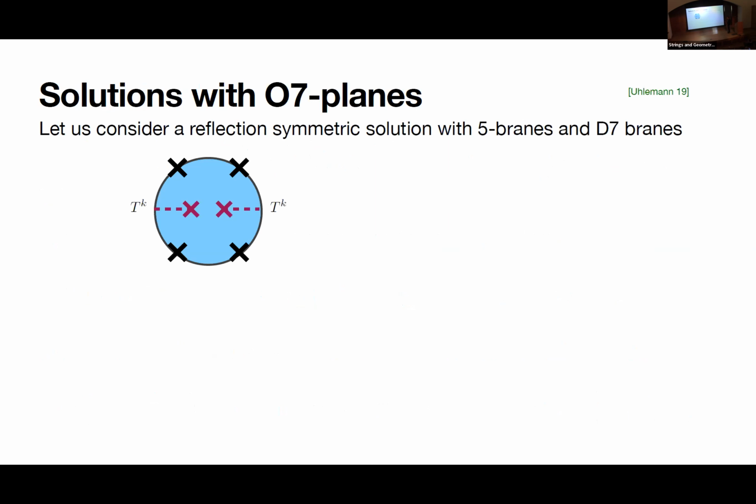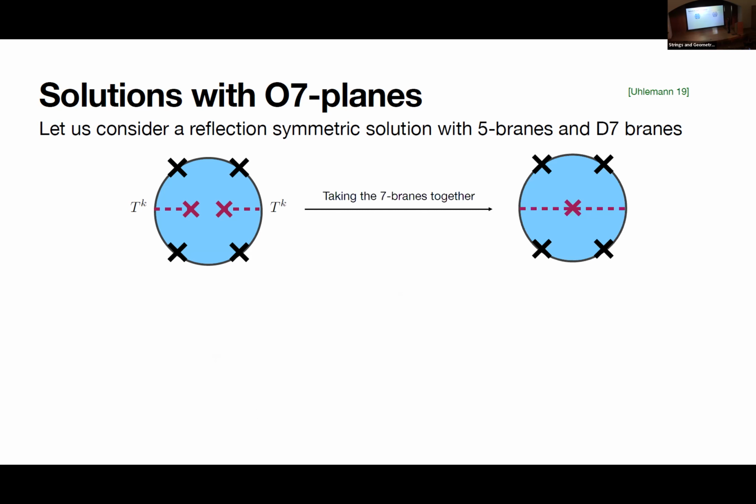Good. What about the 7 planes? So 7 planes were incorporated in this paper.